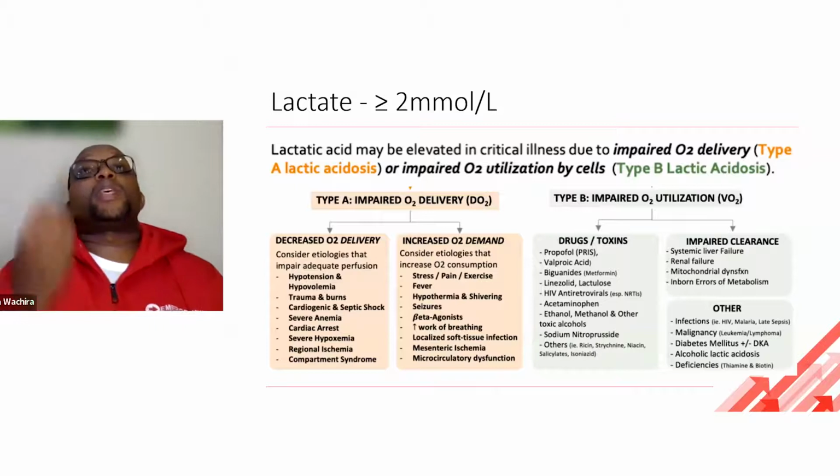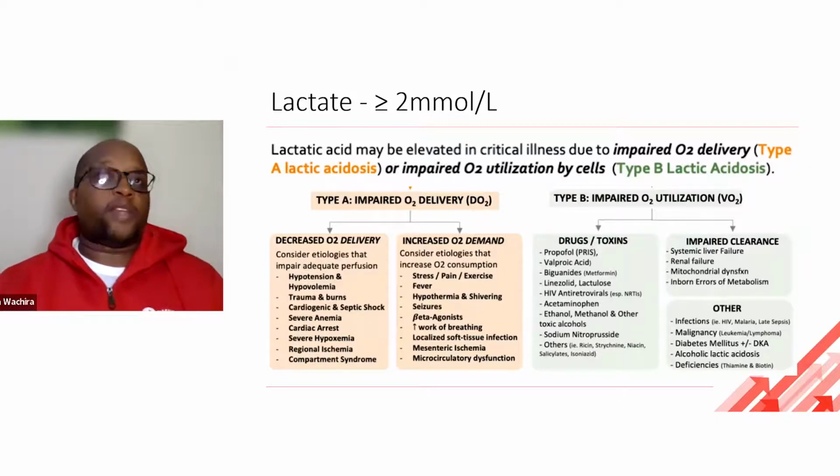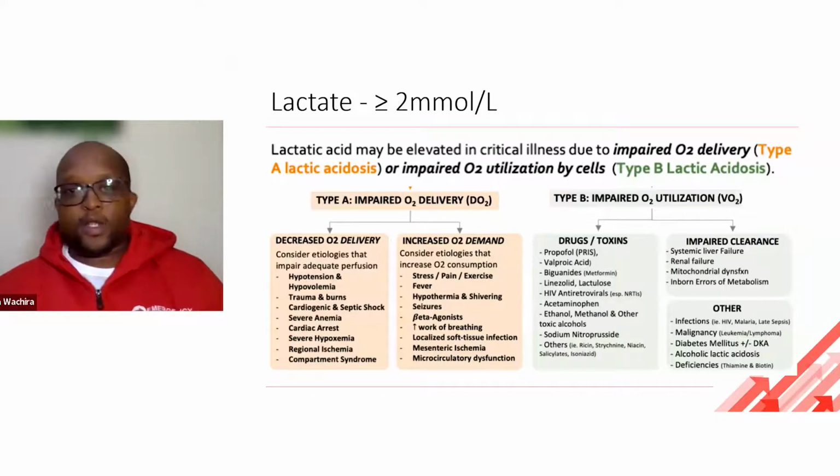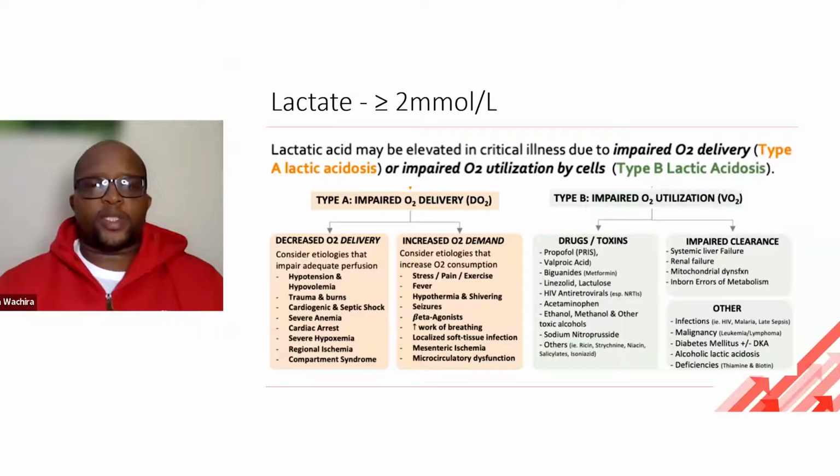Or impaired utilization. Remember, again, you may deliver all the oxygen to the tissues, but if your cells are not going to use this oxygen, then you'll still end up in shock, okay? So if you look at type A lactic acidosis, lactate more than 2 is a problem.